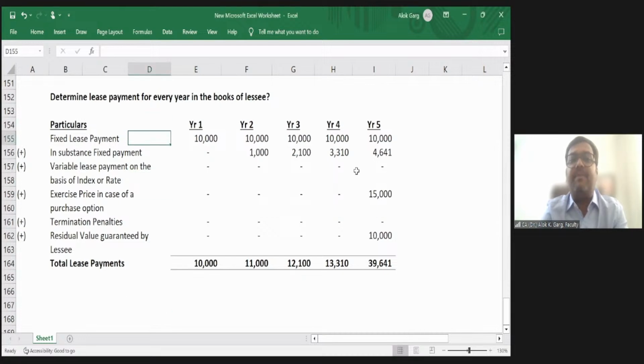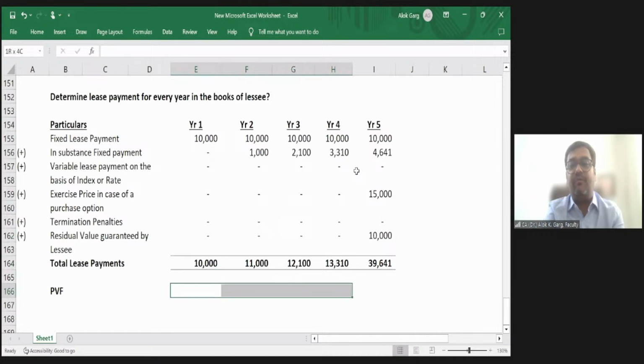This is how this lease payment is calculated. Why have you calculated the lease payment for other years also? Because when you do lease accounting, you have to recognize right of use asset and lease liability on the basis of present value of the future lease rental. So when you apply present value factor in these lease rentals, you have to apply the present value factor for year 1, 2, 3, 4, and 5.